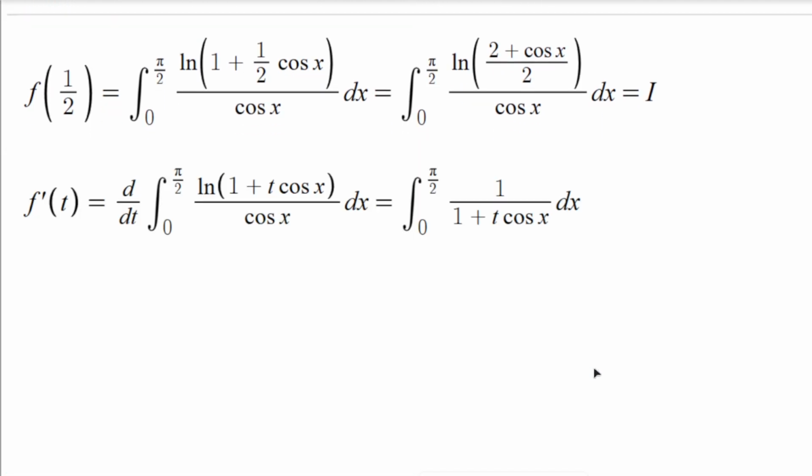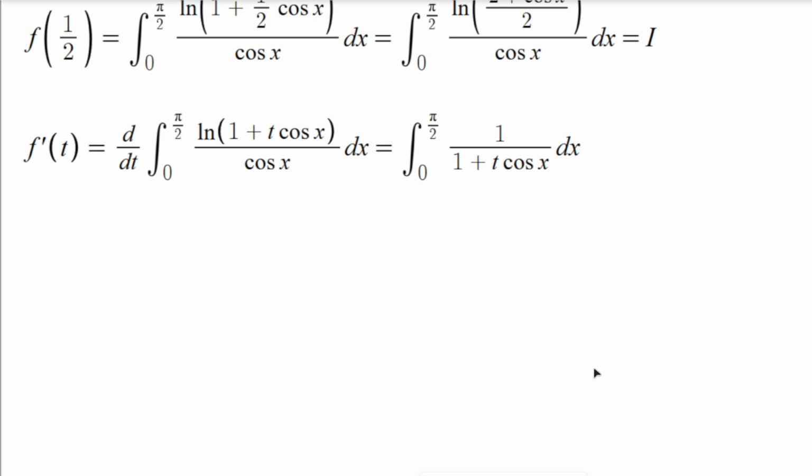So next, what I'd like to do is take f prime of t, which is just the derivative with respect to t of our original f of t, and then using the Leibniz rule for differentiation under the integral sign, we can get f prime of t is equal to the integral from 0 to pi over 2 of 1 over 1 plus t cosine x.